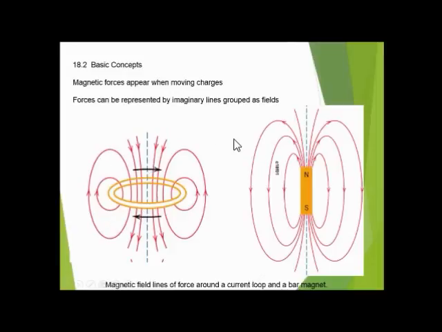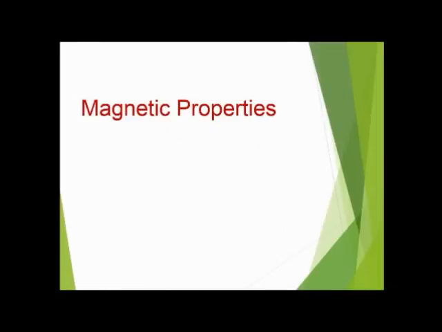For this part you just need to understand that whenever a charge moves, it creates a magnetic force around it, which is shown here by these dotted lines and circular lines. These are continuous lines starting from north and ending at south. They are called the magnetic lines of force, and you can find them around a current loop or a bar magnet.